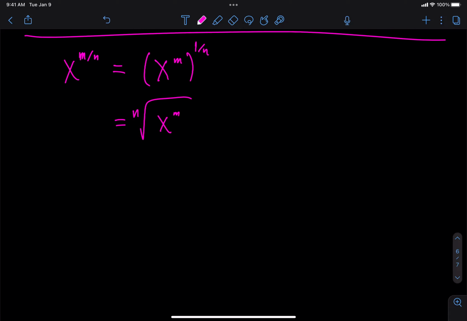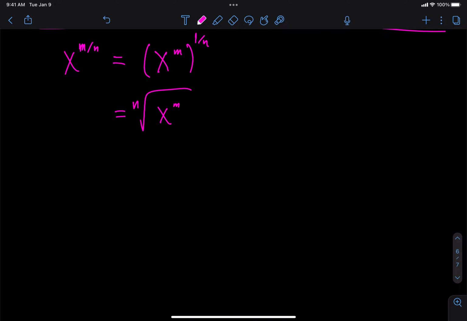Okay, so let's see an example of some stuff with fractional powers. What if I were to give you something like this? X to the 3/2 divided by x to the 1/4. How should we deal with something like that?